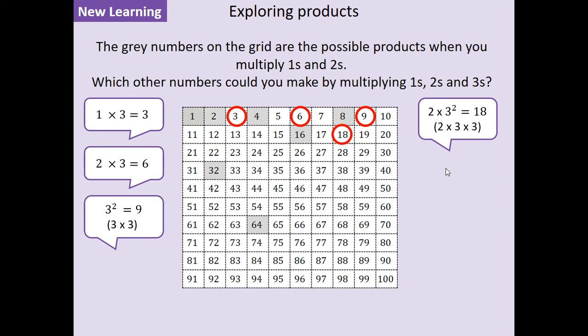What other numbers could I have? Well, I could multiply this by 1, but it wouldn't make any difference. I could multiply it by another 2. That would definitely make a difference. So this time I could have 2 squared times 3 squared equals 36. What could I do then? I could choose to multiply it by 2 again, or I could choose to multiply it by 3 again.